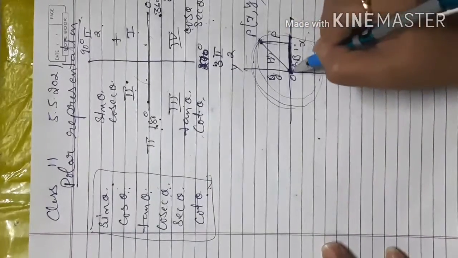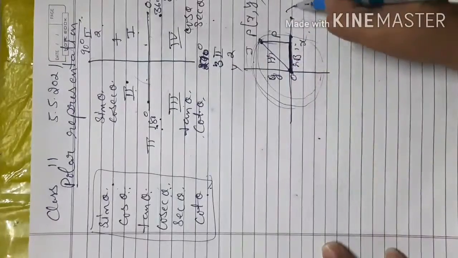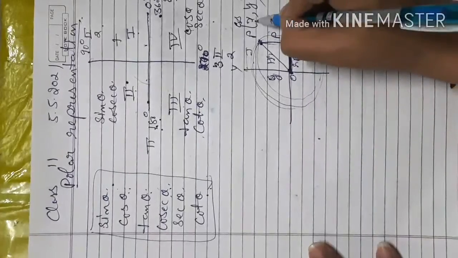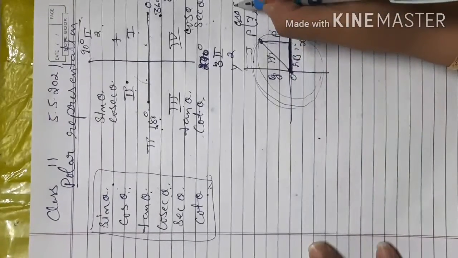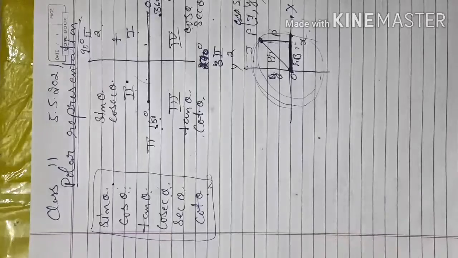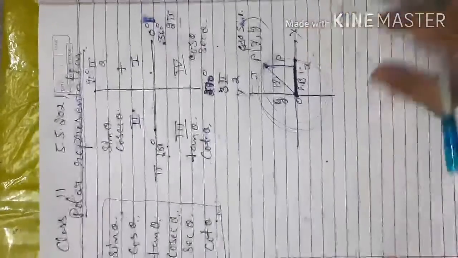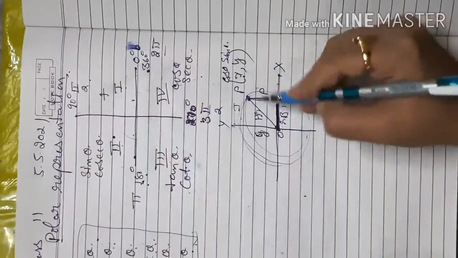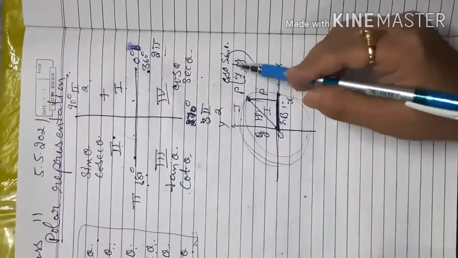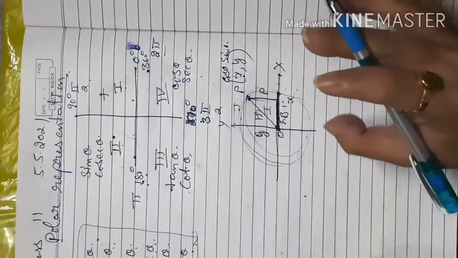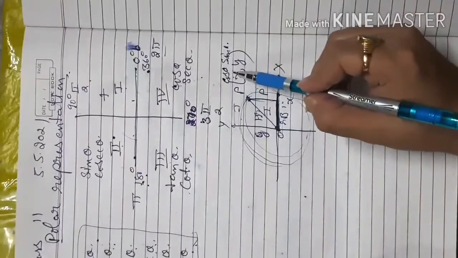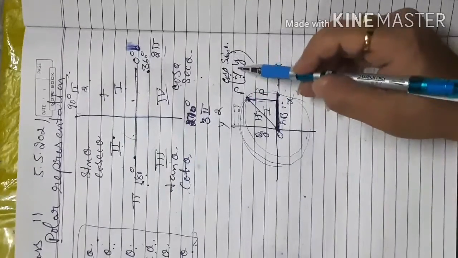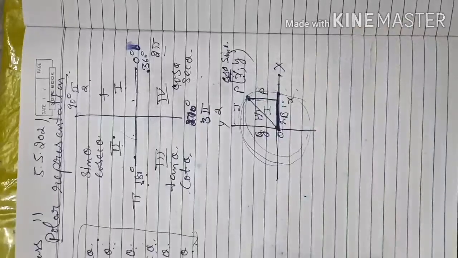If you look at this x and y, in the first quadrant, x and y are positive. That means this x value represents cos theta, and this y value represents sin theta. If my x and y values are positive in the first quadrant, then all my trigonometric terms will be positive, because tan theta is sin theta upon cos theta, cot theta is the reciprocal of tan theta, and secant theta is the reciprocal of cos theta.